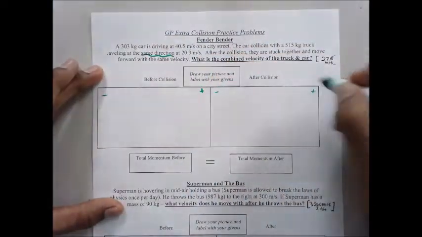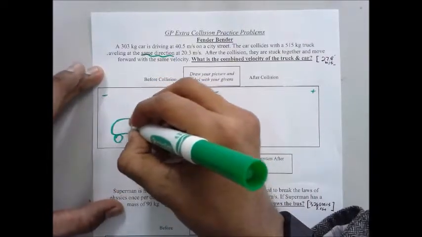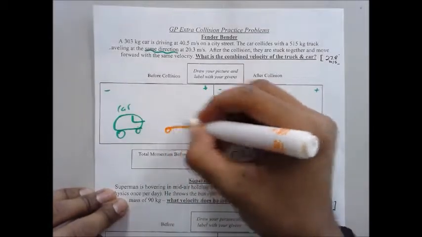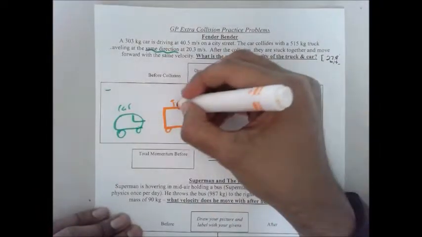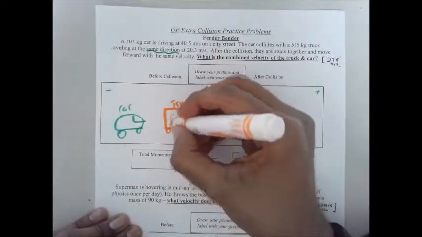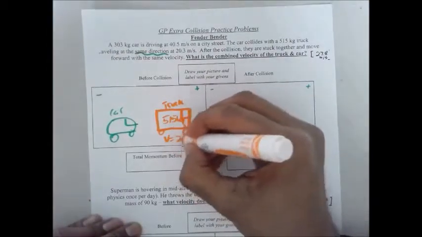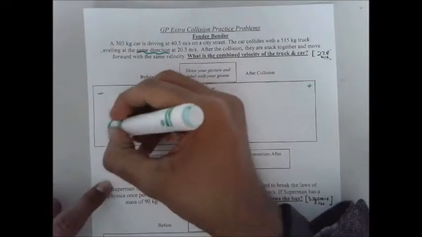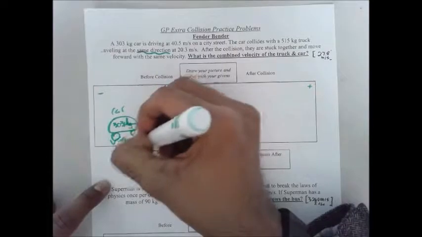Okay. I'm going to draw in my negative and plus, and I'm going to draw in the car. This is a car. And we'll draw the truck in yellow. This is a truck. So the truck has a mass of 515 kilograms and a velocity of 20.3 meters per second. The car, on the other hand, has a mass of 303 kilograms and a velocity of 40.5 meters per second.